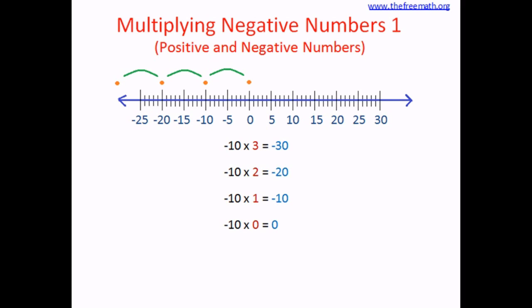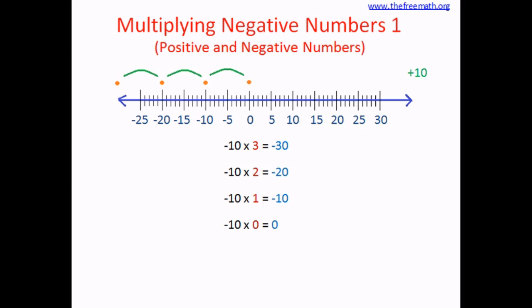So every time I reduce the multiplier by 1, my product is moving 10 places to the right. Correct? On the number line, the product, the answer, is moving 10 places to the right. That means it is plus 10. It is increasing by 10. So when I reduce the multiplier of negative 10, my product increases by positive 10. I reduce the multiplier of negative 10 by 1 and the product increases by 10 or positive 10.